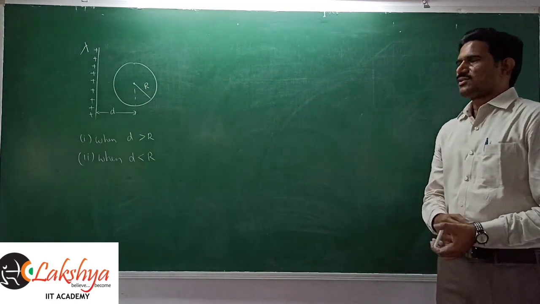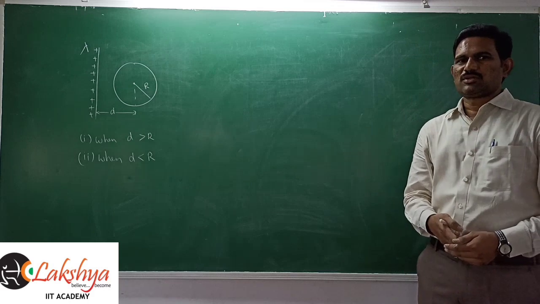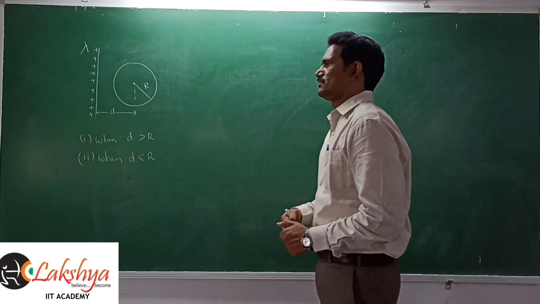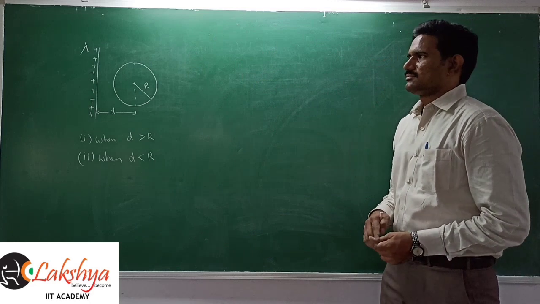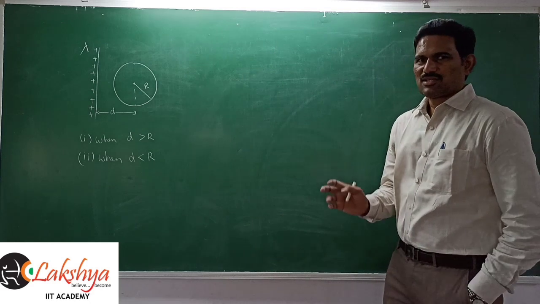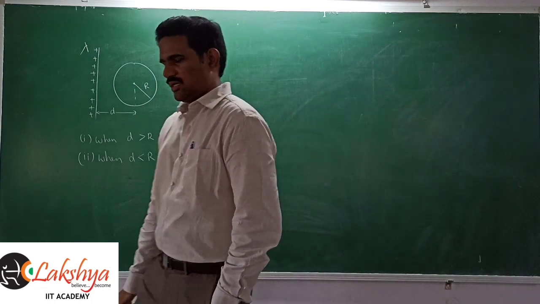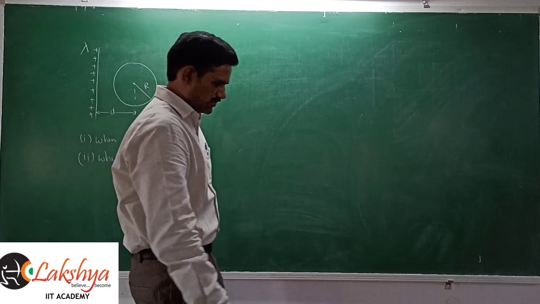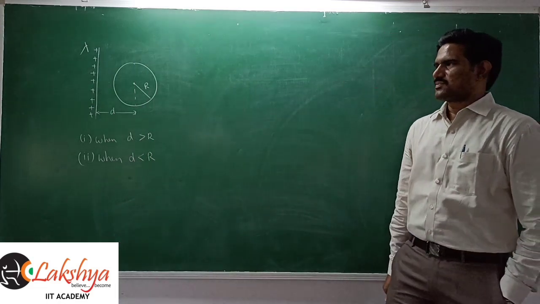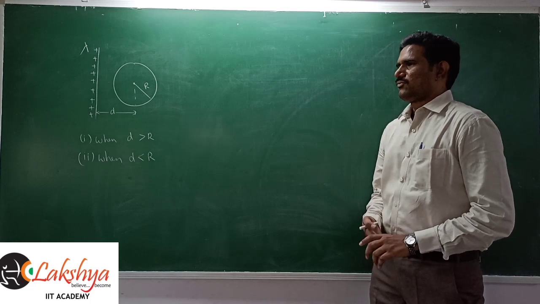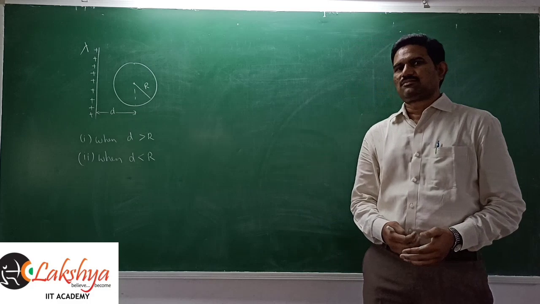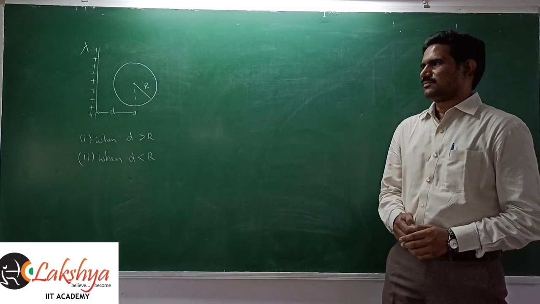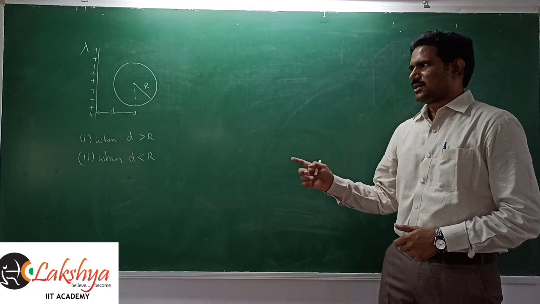A wire of linear charge density lambda is placed near an imaginary spherical surface of radius r, at a distance d from the center of the sphere. Find the flux passing through the spherical surface when d is greater than or equal to r and when d is less than r.